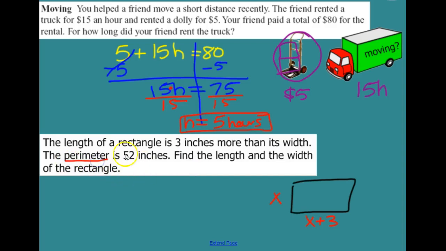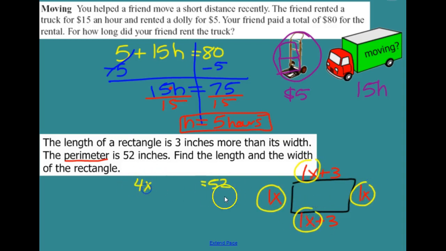We know the perimeter is 52. Well, perimeter is adding up all the sides. So if this side is X plus 3, this side is X plus 3, this is X, this is X. So we can put the 1s there if you want, 1x, 1x, 1x, 1x. We know the perimeter is equal to 52. Well, perimeter is just adding up all the sides, so we have 1, 2, 3, 4 x's. Plus, we have 3 plus 3, which is 6.